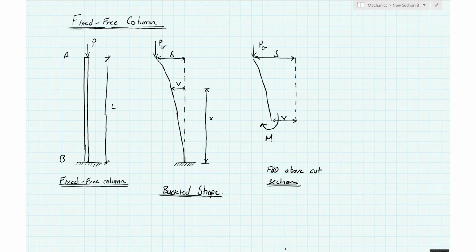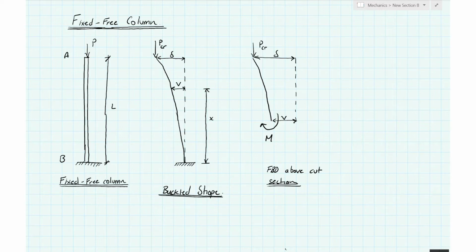So what we have here is the schematic of the column on the left hand side, a fixed-free column. We've got the buckled shape in the first mode in the center diagram, so you'll notice that the axial load on the column is PCR, the critical load. We've identified a section up a distance x from the base of the column, and the lateral deflection of the column at that point is v. The lateral deflection at the top of the column, the max, is delta. Then we've taken a horizontal section through the column at the location identified by x, and we've looked at a free body diagram of the structure above that cut section. It's this free body diagram that we use to determine M, the bending moment internally within the column.